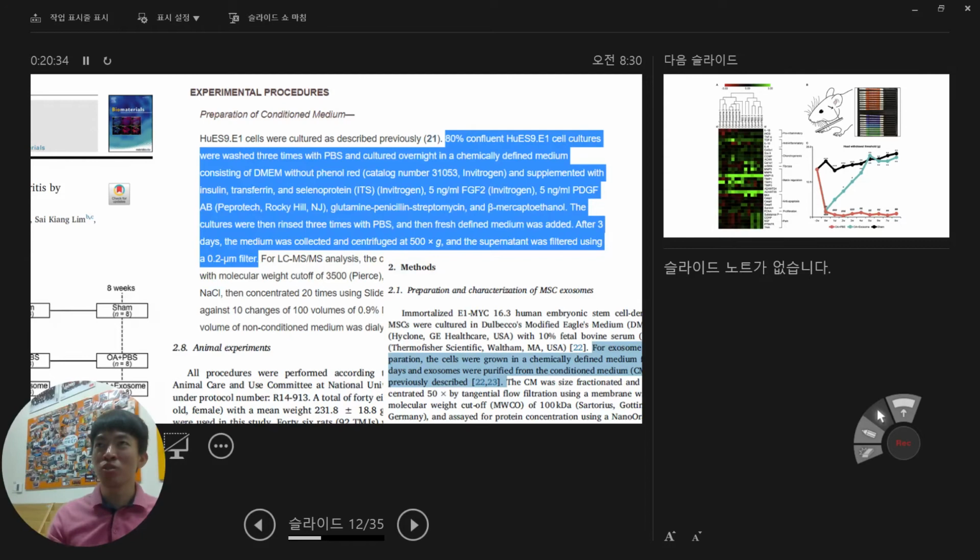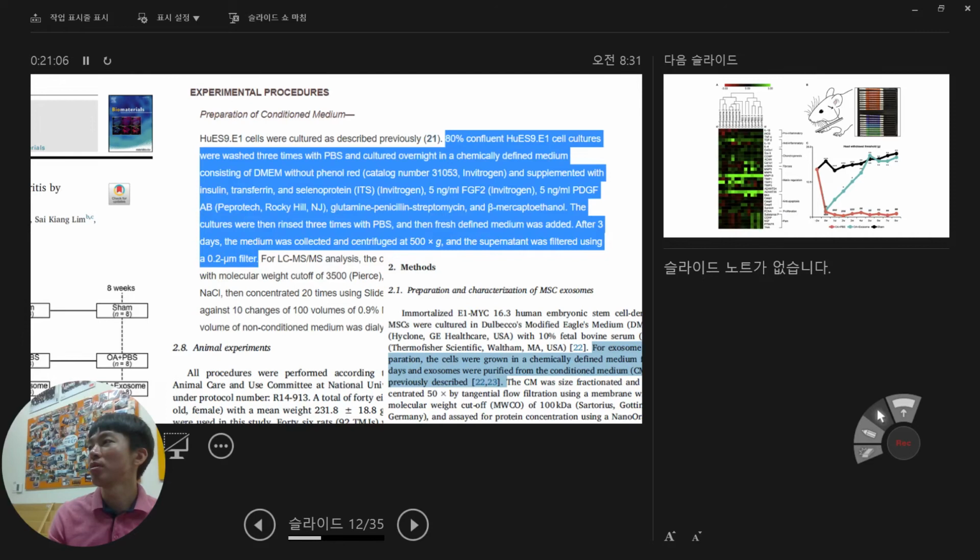And in this paper, they didn't use exosome-free FBS. Actually, in this media they don't have any FBS. It has some ITS and some growth factors. So they use this special media for collecting the conditioned media. But they use some growth factors, so when we collect the exosomes, these growth factors are collected too. Yeah, that's what I want to say.